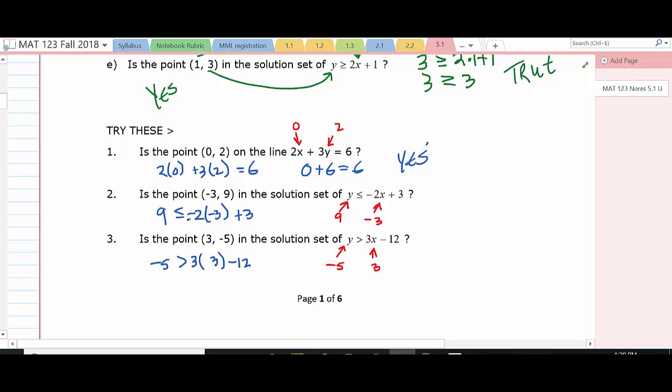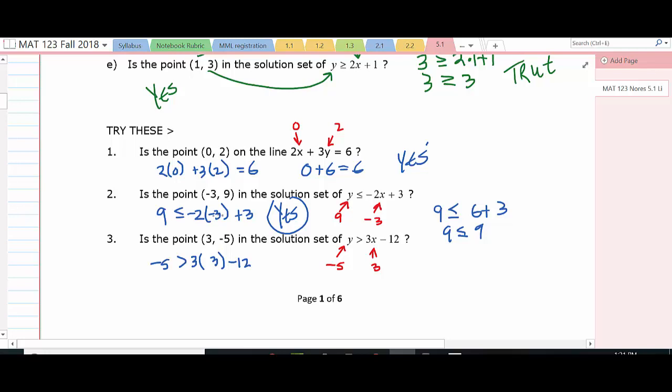Okay, it looks like if you plug it in, you would end up having 9 less than or equal to negative 2 times negative 3 plus 3. So that's 9 less than or equal to 6 plus 3. So 9 less than or equal to 9 is true. Okay, so that would be a yes. That point would be in the solution because they're equal.